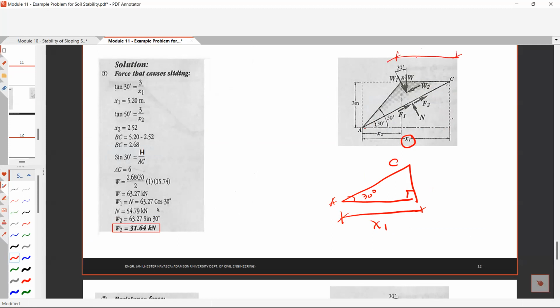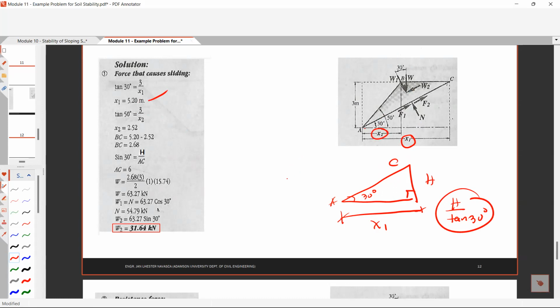Yan yung kailangan natin to determine the volume of the soil. Okay? So yung x1 natin is basically you have your h. So that is h over tangent 30. Okay? So you have here the length x1 which is equals to 5.2. Okay? Next is to find this x2.